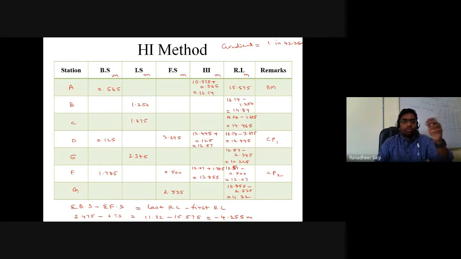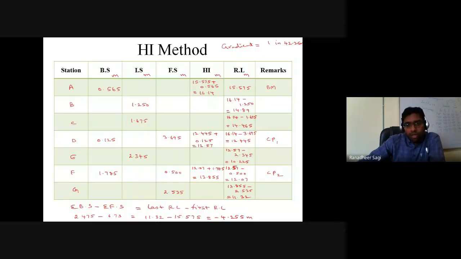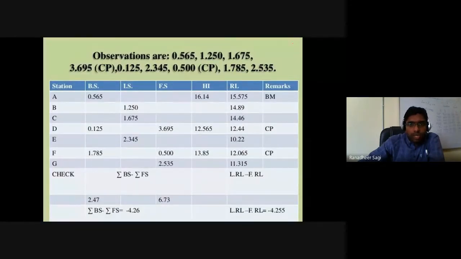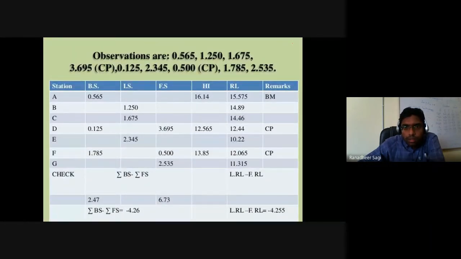Okay, so the same RL values you can calculate by the rise and fall method also. You will be getting the same values. I hope we should be getting the same values. There should not be any issue. Okay, there might be small differences: 16.14, 12.57. Yeah, there is some. Is it that we have committed a mistake? No, we have not committed.